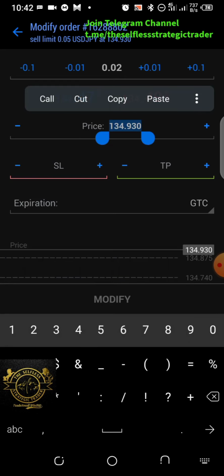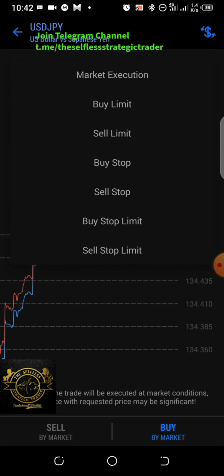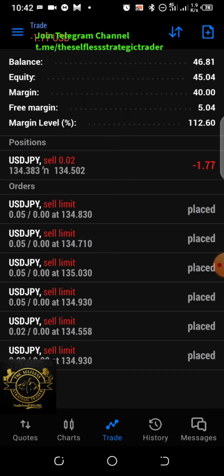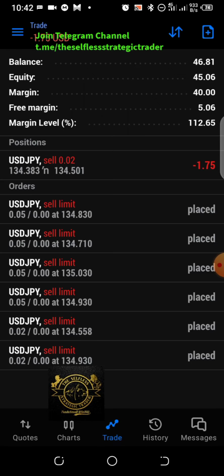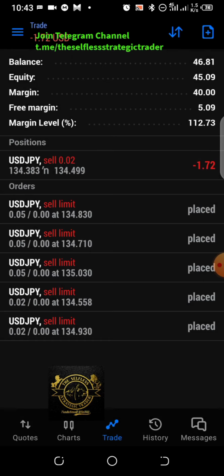Let's copy this. It's not going, but let's copy this right now. Then we enter sell limit. Then we place 0.02. Yeah. So anyone we have done, we're supposed to delete it. We've done this one, we delete it. So let's check another one right now.